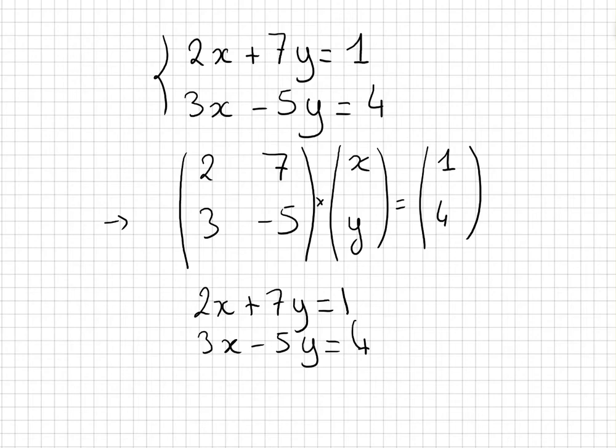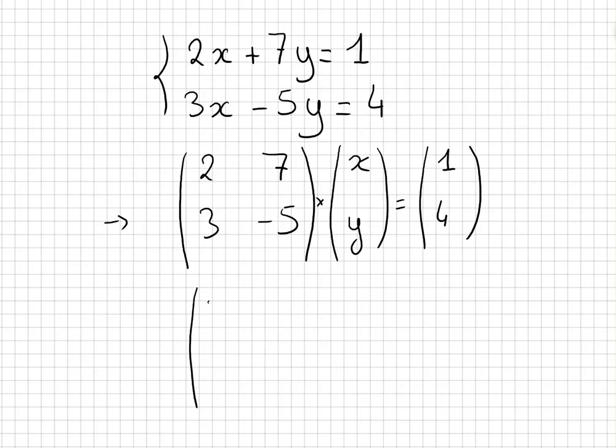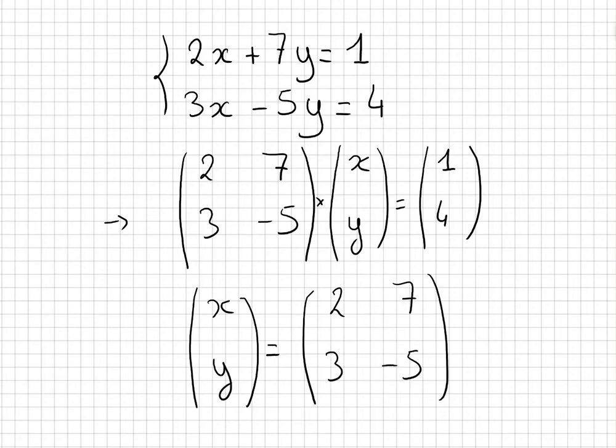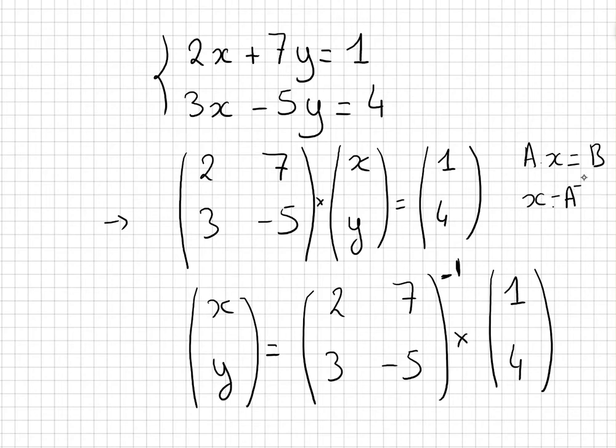Now with the matrix, how do we solve for x and y? We will have the matrix [x; y] equal to the inverse of the matrix [2, 7; 3, -5] times [1; 4]. It's exactly like if we say A times x is equal to b, it means that x is equal to A minus 1 times b. We multiply in front by A minus 1.